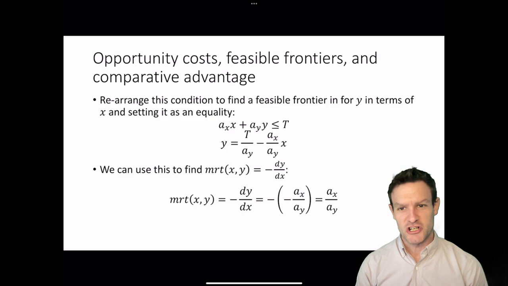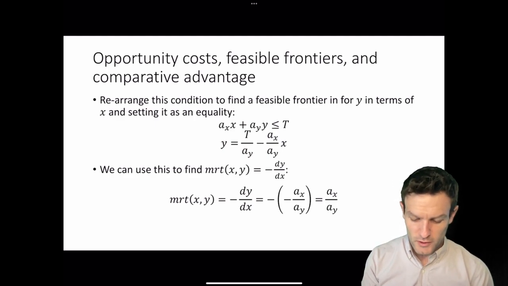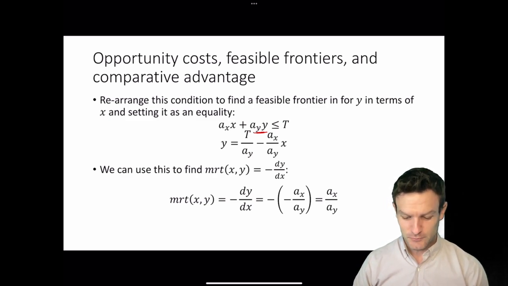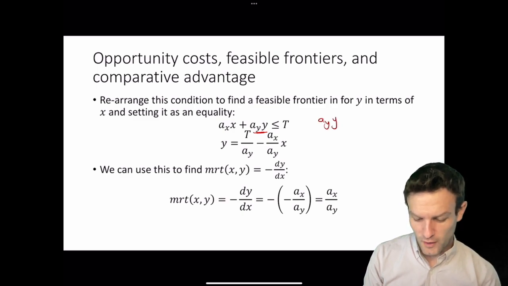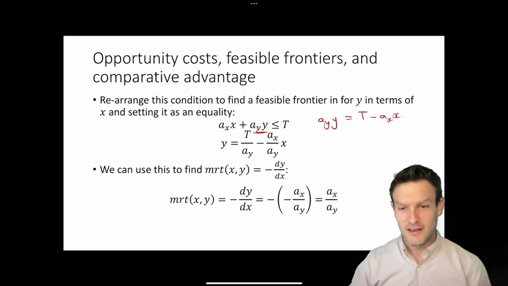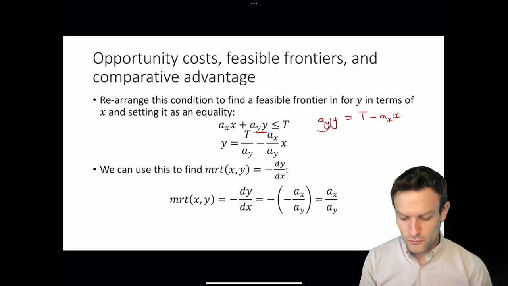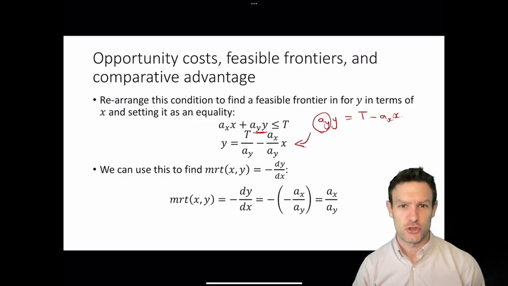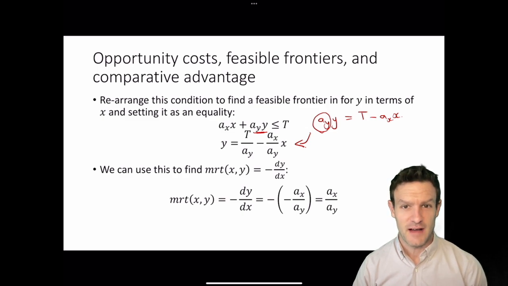We want to rearrange the condition we had on the previous slide in order to find an equation for y as a function of x with the parameters on the other side. And that's exactly what we do here. So what do we want? We want to have y on our left-hand side. So what are we going to do? We have a_y times y equal to T minus a_x times x. Then what do we have to do? We have to divide through by a_y. If we divide through by a_y, we get the equation as shown here. y equals capital T divided by a_y minus a_x over a_y times x.